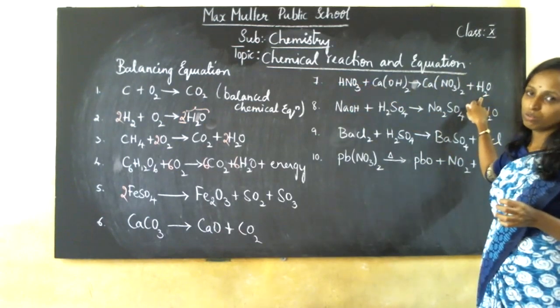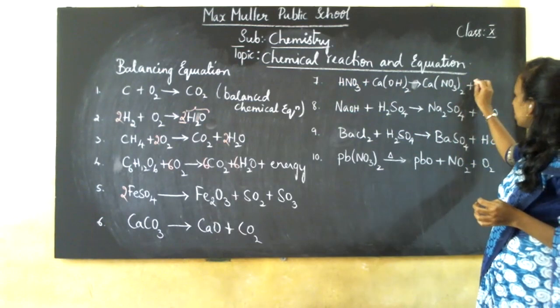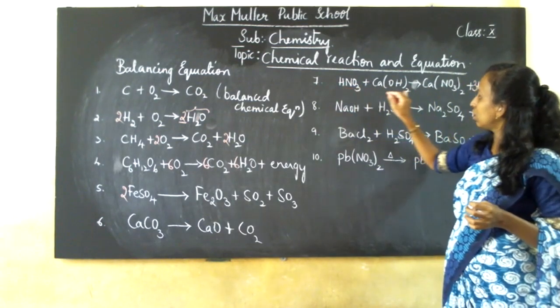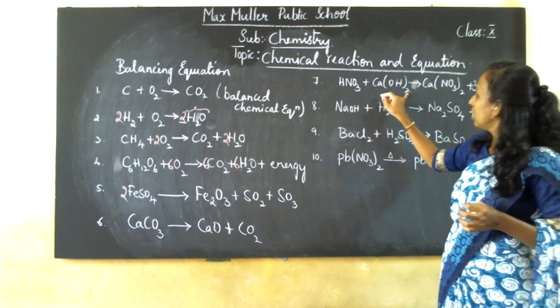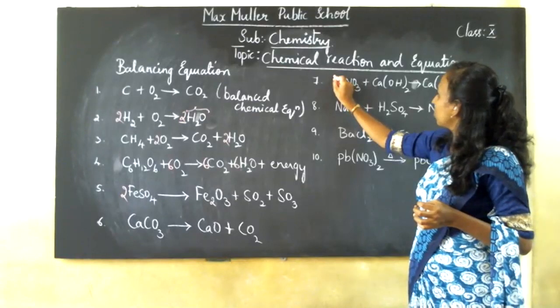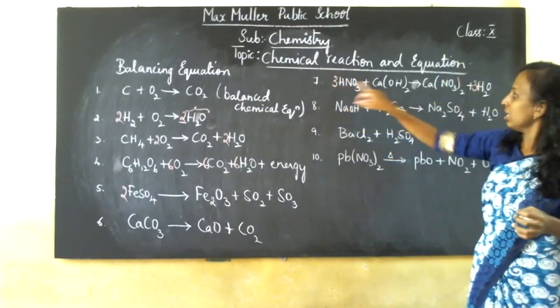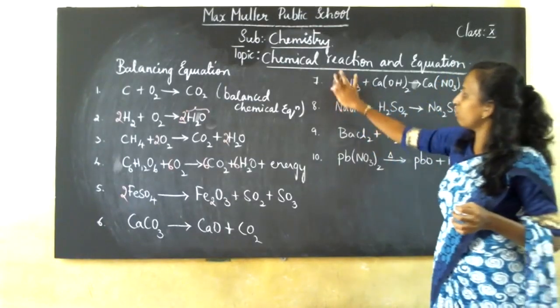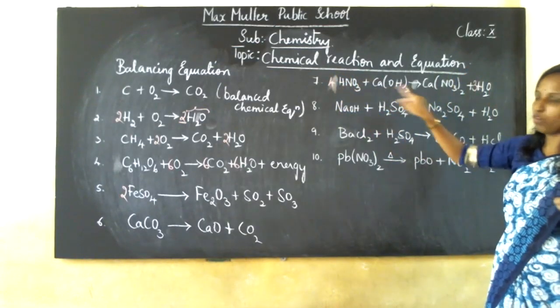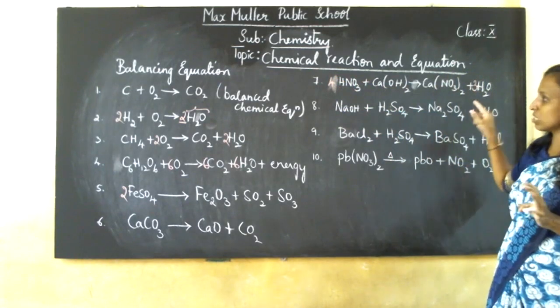What I can do? Let me multiply this with 3, it will become 6. Again if I multiply this with 3, let me see, 3 plus 2 is 5. So let me take 4 here. 4 plus 2 is 6. Correct? 4 plus 2 is 6, and here 3 2s are 6.